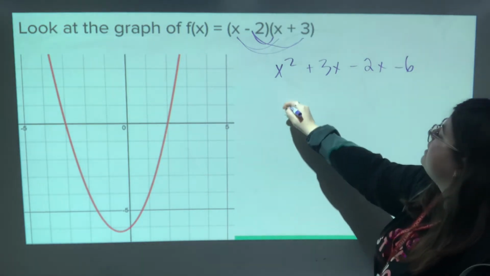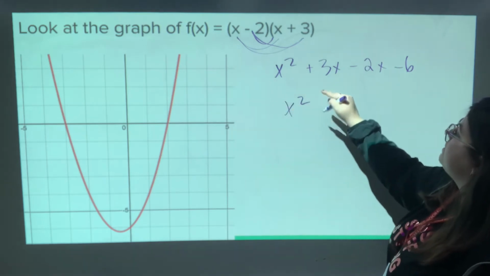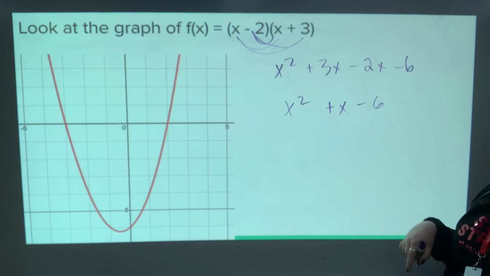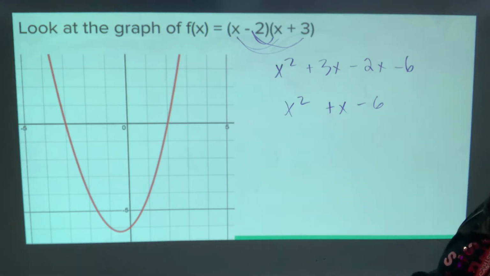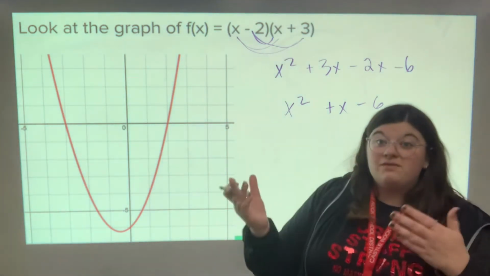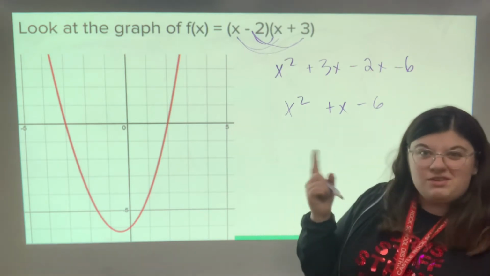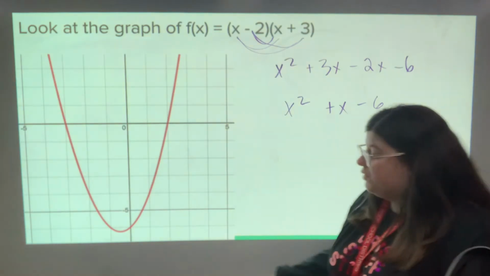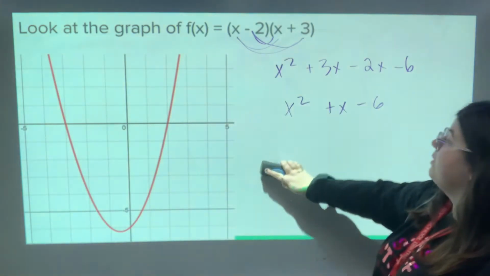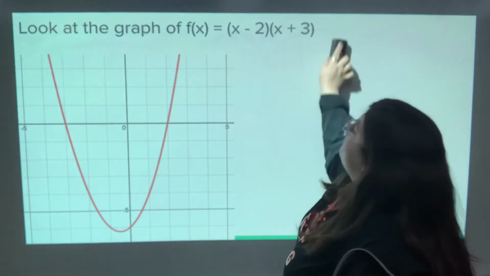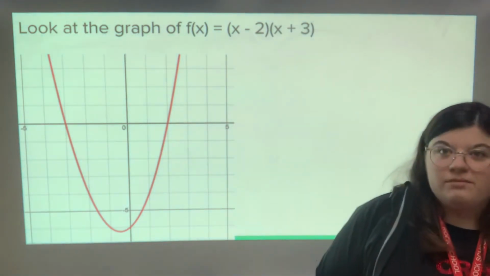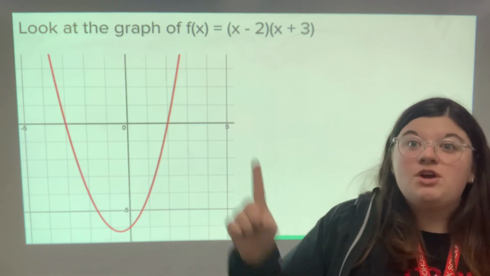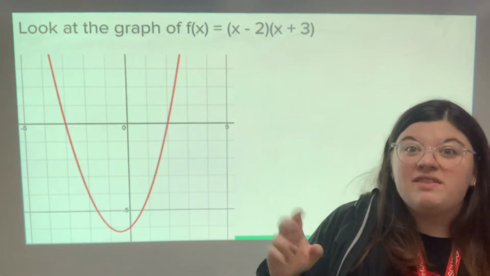And check it out. This simplifies down to f of x equals x squared plus x minus 6, and that's my polynomial in standard form. So we can kind of go back and forth between these. You could factor this out, or you could FOIL this out to go back and forth between standard form and intercept form. Okay, so what did we just talk about? We can take this intercept form and find the x-intercepts right from here. We can find the zeros.